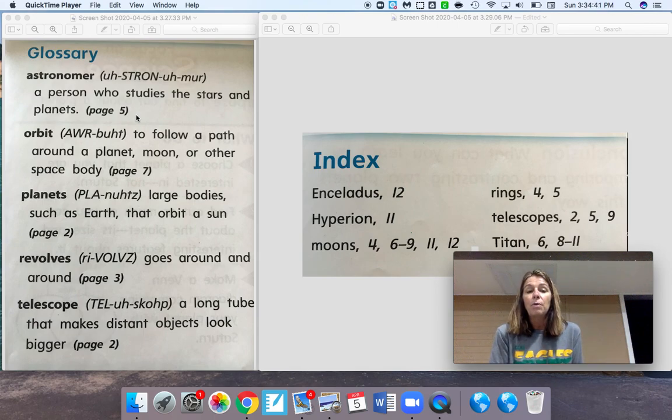Also, hopefully you noticed in your leveled reader that when you got to bold print words, those were the same words that were in your glossary. So if you were to flip back through this leveled reader, you would find astronomer on page 5 in the same bold print. When you're reading a book, if you find a word in bold, that usually means that it's defined and the way to pronounce it is given in the glossary. Notice here there are 5 words.